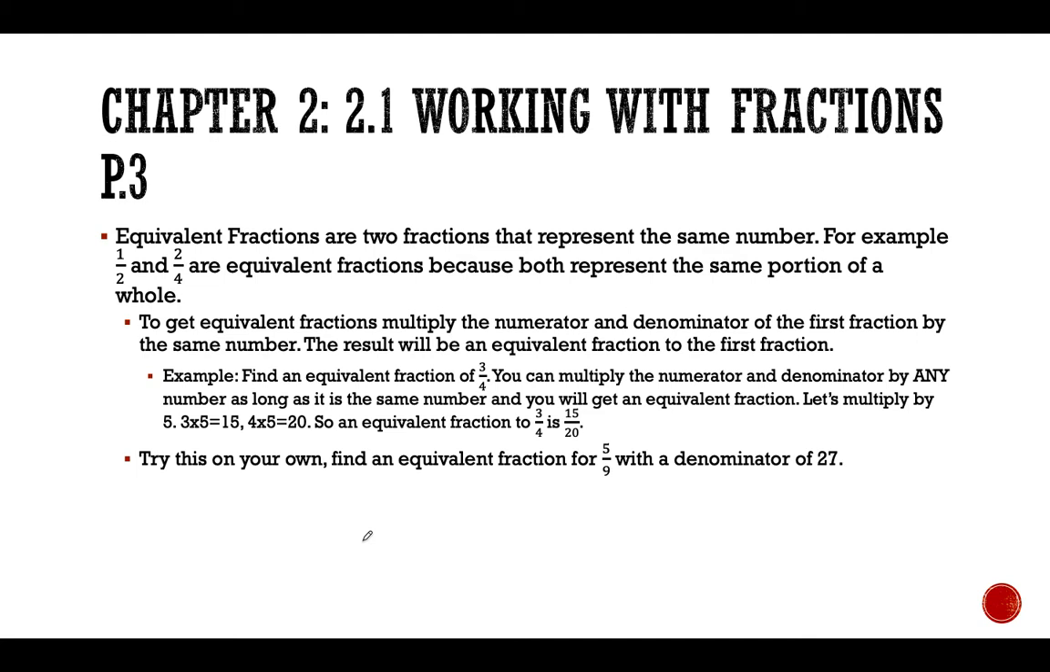3/4 times 5/5. 3 times 5 is 15. 4 times 5 is 20. So an equivalent fraction to 3/4 is 15/20. Try on your own. Find an equivalent fraction for 5/9 with a denominator of 27. Stop the video, and then we'll go over the answer on the next slide.